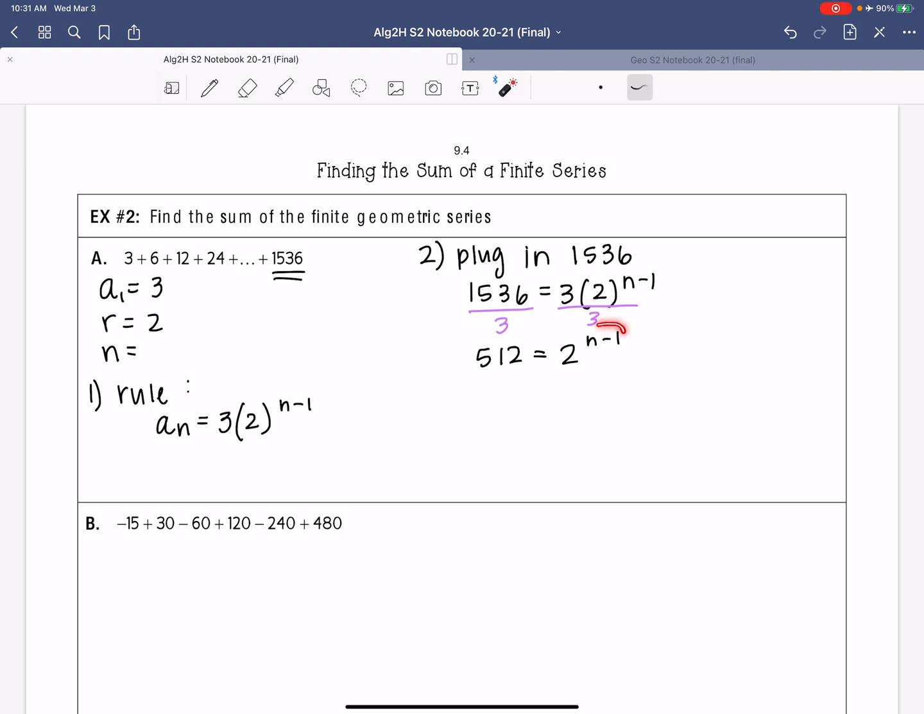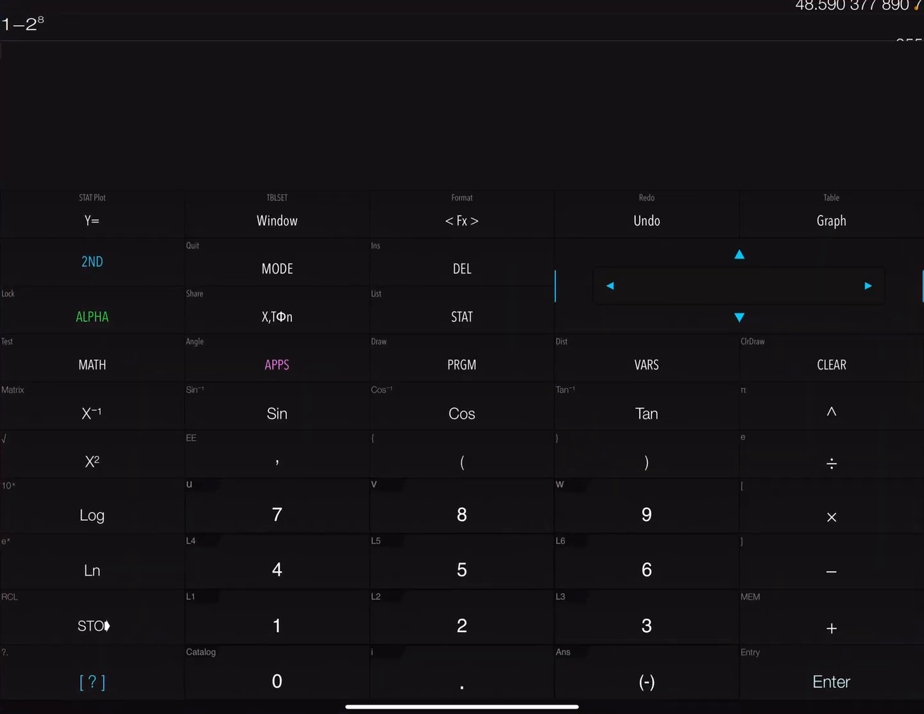Okay, remember, to get something out of an exponent, the inverse operation is to change it to a log function. So we get log base 2 of my answer is equal to my exponent. So log base 2 of 512, we can do on a calculator by using change of base. So we do log of 512 divided by log of 2, and that's going to give me 9.